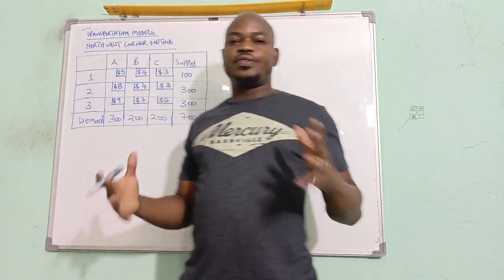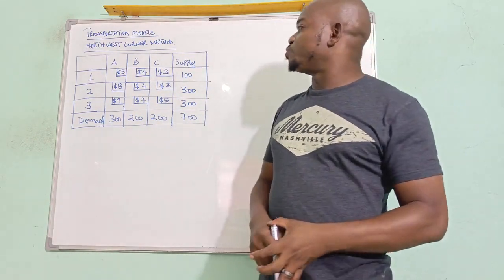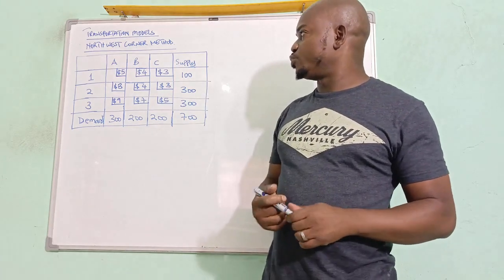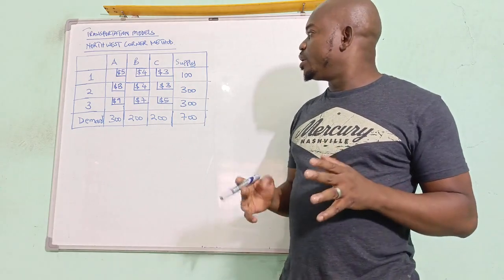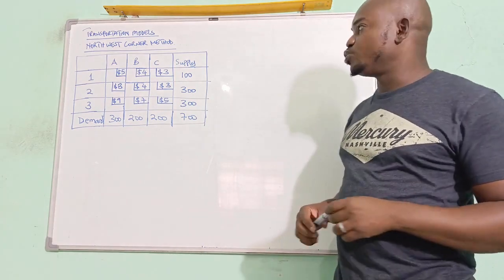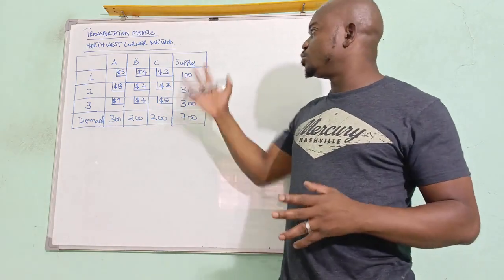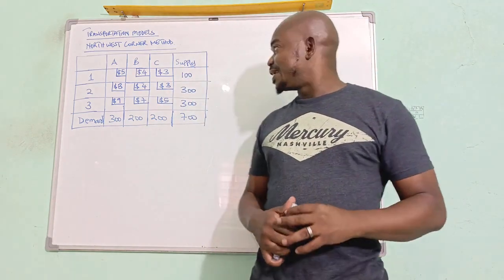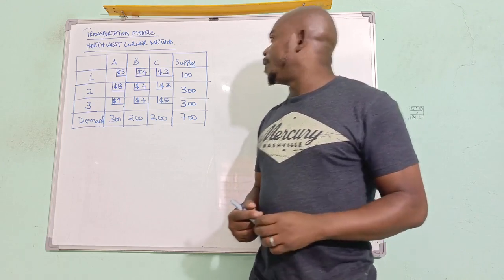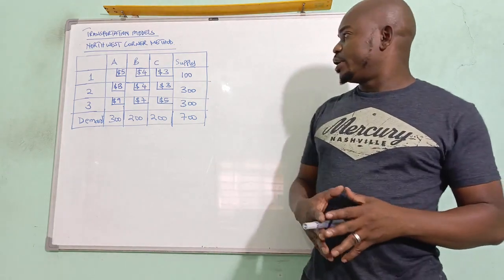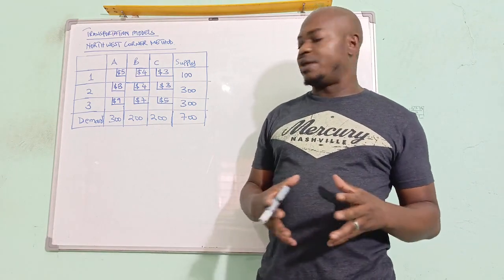Welcome to this tutorial. In this video, I'll be explaining how to calculate transportation models. There are basically three models that we usually look at. The first one is the northwest corner, which is deemed to be the easiest. The second one is the least cost method. The third one is the Vogel approximation model, commonly known as VAM.